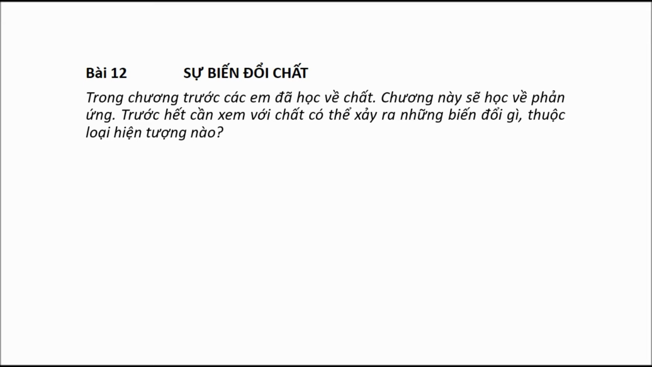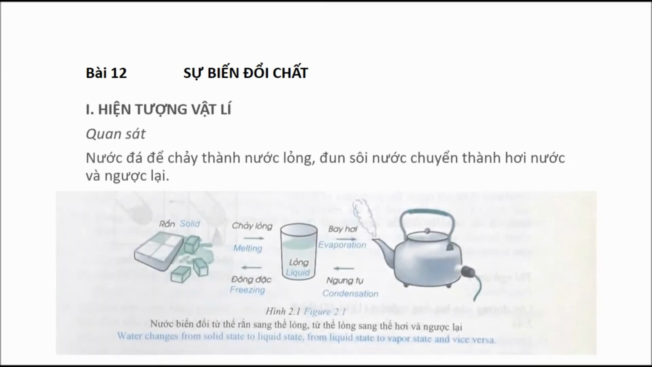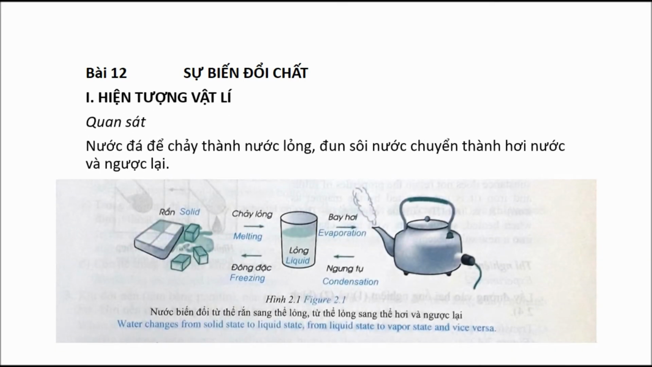In the previous chapter, you have learned about substances. This chapter will be about chemical reactions. Firstly, it is necessary to know which changes a substance can undergo. 1. Physical phenomena. Observation. Ice melts into liquid water.